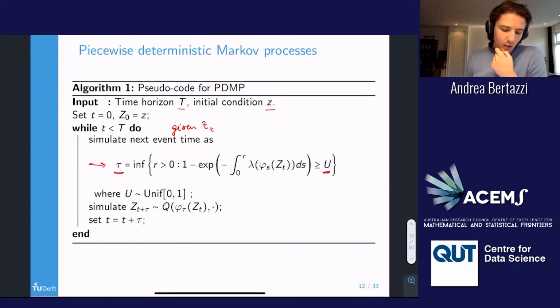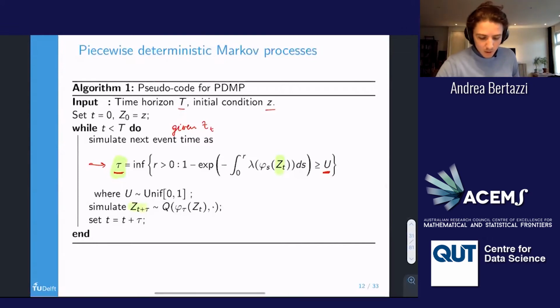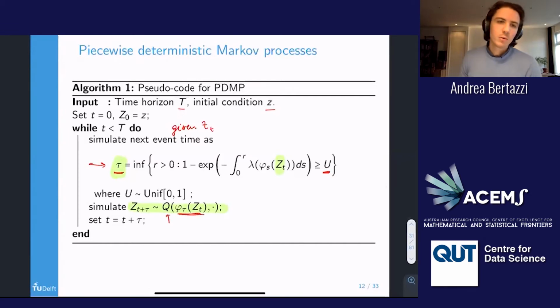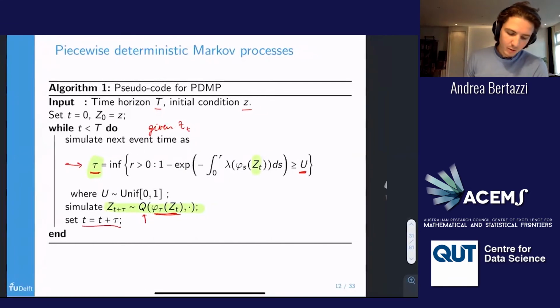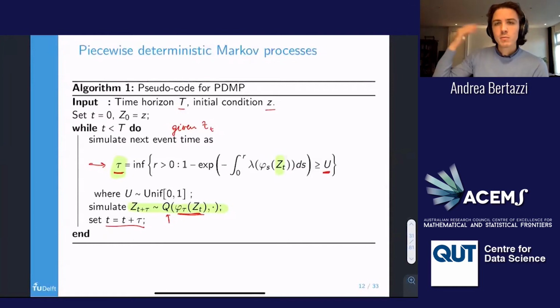So we're given zt, and we simulate the next event time, again starting at zt. Once we have tau, we can then obtain the state of the process at time t plus tau. We're at time t, we move for a time tau, then we have a random event. We move for time tau, apply the Markov kernel, and we obtain the new state of the process. Then update the time and go on. So this is in general the idea: compute the next switching time, move deterministically until then, apply the Markov kernel, and go on.